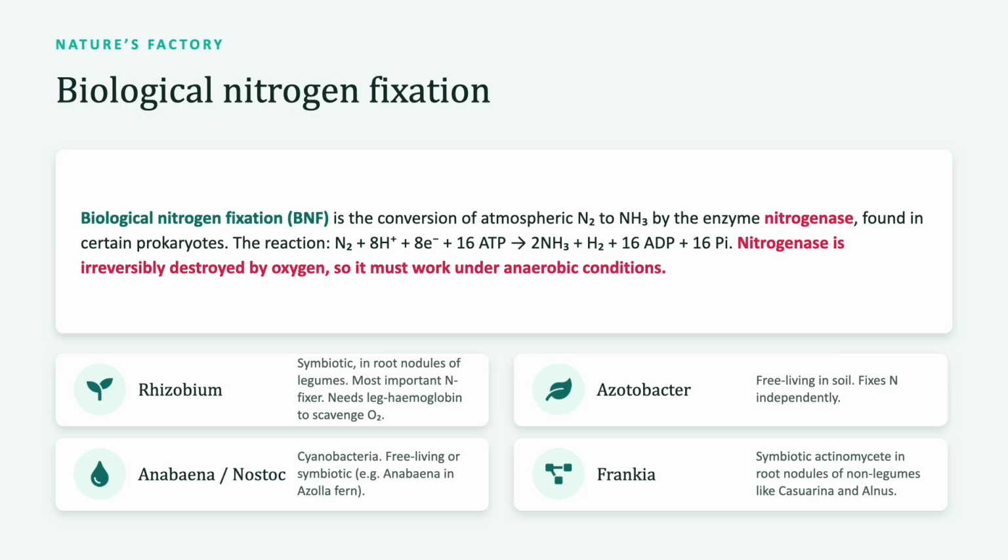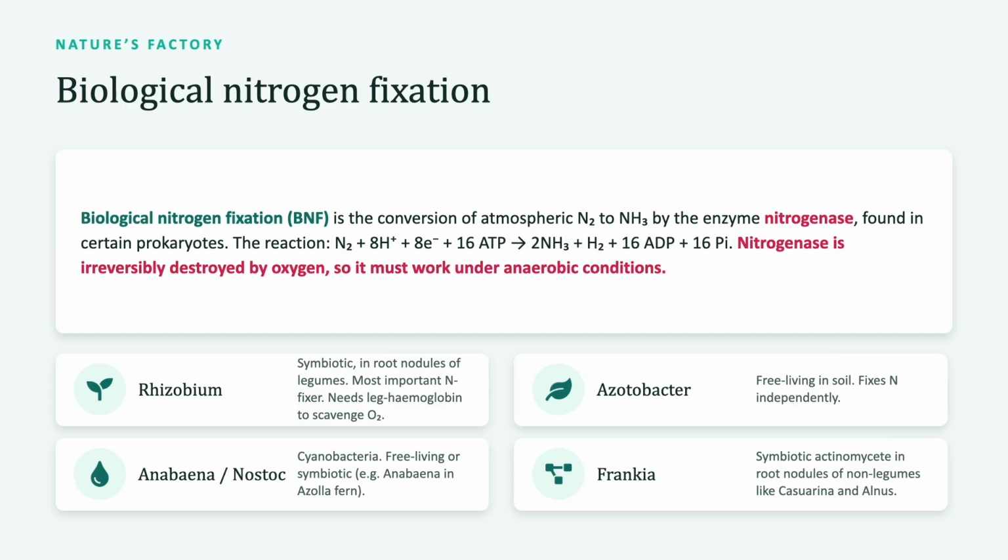The most important organism is Rhizobium, which lives in root nodules of legumes in a symbiotic relationship. To protect the nitrogenase from oxygen, the nodule produces a special protein called leg-haemoglobin that scavenges oxygen and keeps the environment anaerobic.